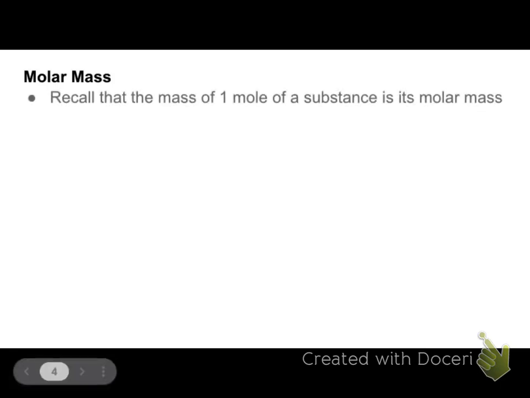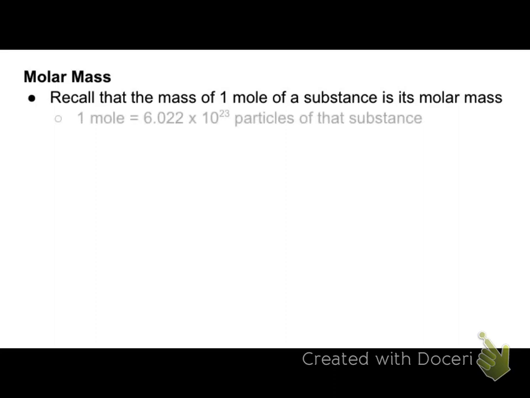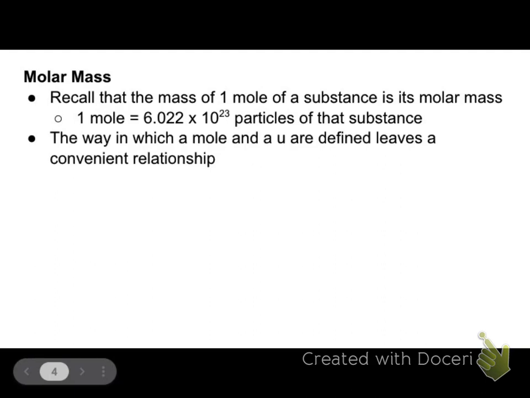So, you must know where we're going, since when we did atomic mass, we also talked about molar mass. Okay? Recall from Chapter 3 that the mass of 1 mole of a substance is its molar mass. And we came up with a mole by assigning a mole with a certain number of particles, 6.022 times 10 to the 23 particles of that substance. It's a measuring device like a dozen. Okay? The way in which a mole and a U are defined leaves a nice convenient relationship. This is all refresher. We've talked about this before.